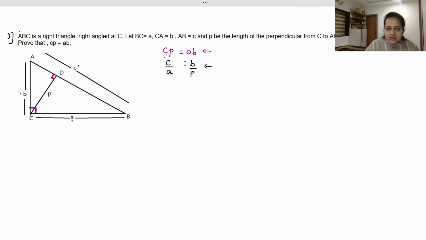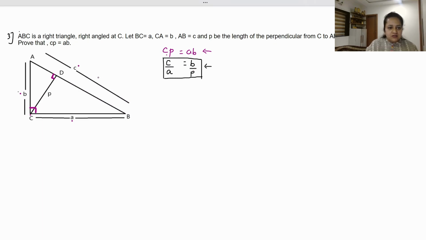Now, why have we expressed the question in this form? So that we can figure out which two triangles we need to prove similar. As discussed in the previous videos, both the numerators are going to be sides of the same triangle and the denominators are going to be sides of the other triangle. So with this, we will be able to identify which two triangles we are going to prove similar.